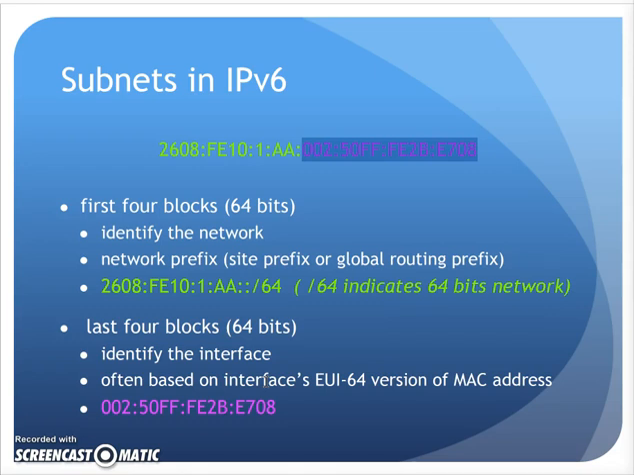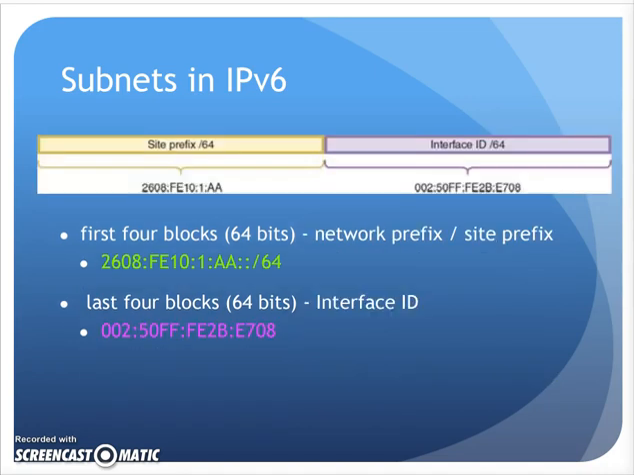Oftentimes, on an IP version 6 network, this is based on the MAC address of that node. The MAC address of that node we know is 48 bits, but there's a format where we take the MAC address and plug it into a 64-bit address block, and it tends to be some representation of the MAC address of that node, because we know MAC addresses are unique. So that is not going to get duplicated anywhere else. So that tends to be a 64-bit representation of the MAC address of that node on the network. That tends to be the format for IP version 6 addresses.